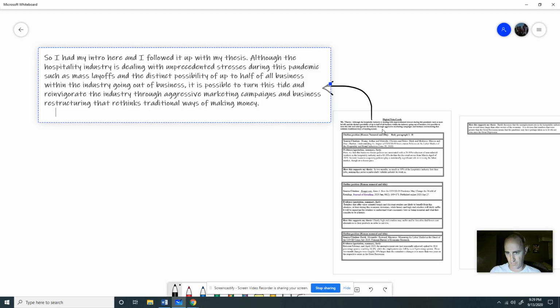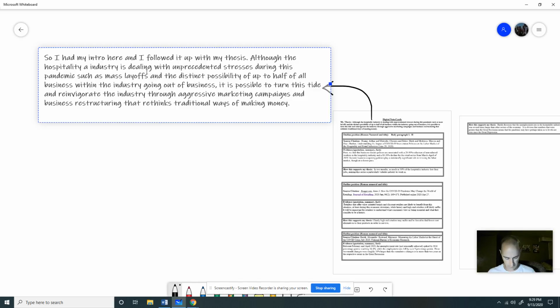So I've got my digital note cards. All I did was copy and paste my thesis right here. You can see, although the hospitality and retail industries are dealing with unprecedented stresses during this pandemic, such as mass layoffs and the distinct possibility of up to half of all businesses within this industry going out of business. There's the problem. It is possible to turn this tide and reinvigorate the industry through aggressive marketing campaigns and business restructuring that rethinks traditional ways of making money.